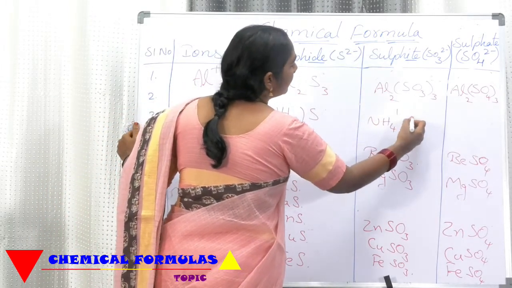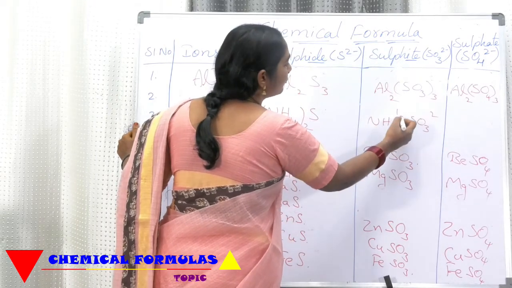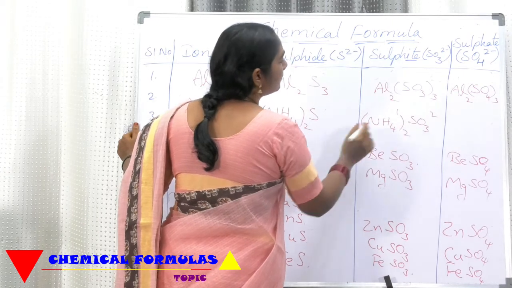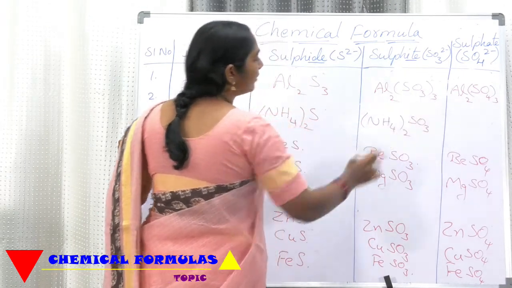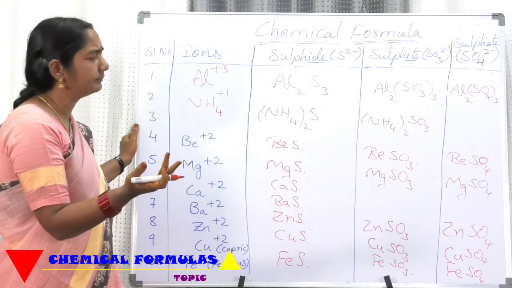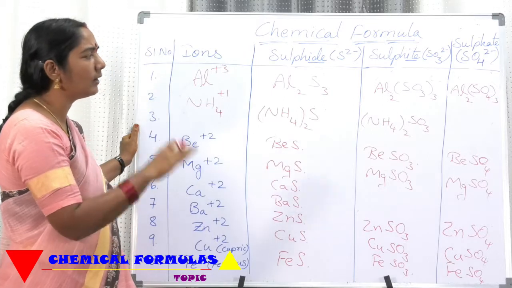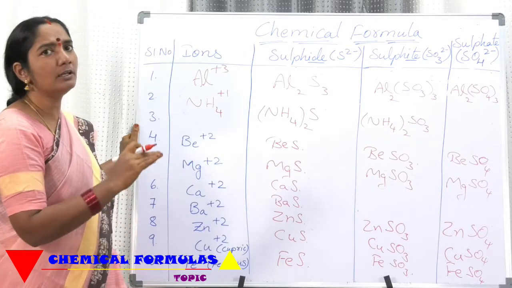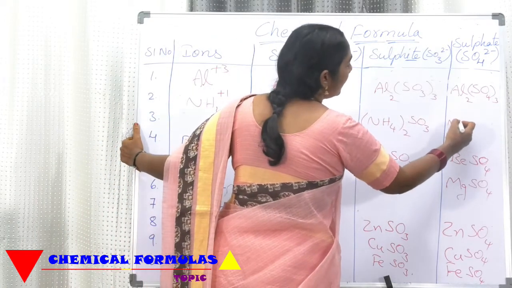Now let us see ammonium sulfite. NH4, this is 1, SO3. This is 2 with the valency. These 2 have to come here. So this 2 came here. You have to put a bracket here. So you have to remove this now. No need of putting 1. Now ammonium sulfite, NH4 taken twice, SO3. Ammonium sulfite.